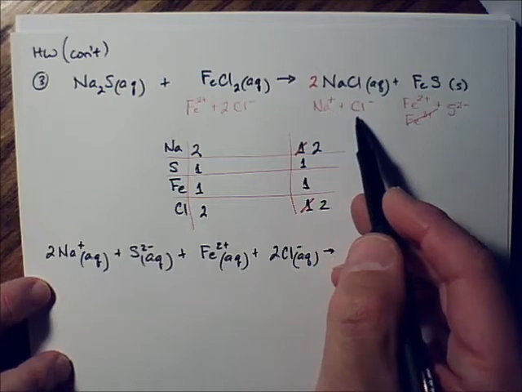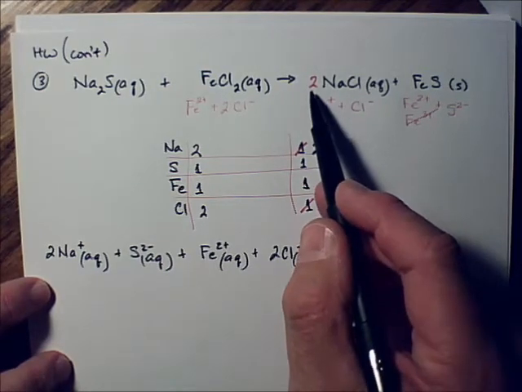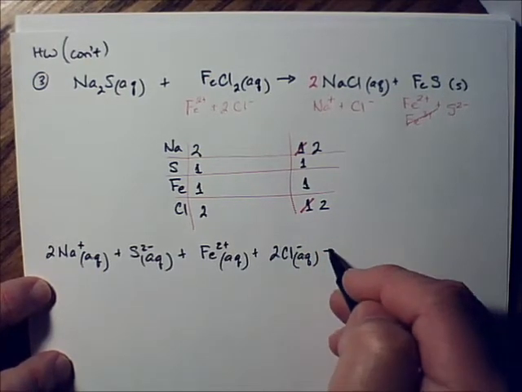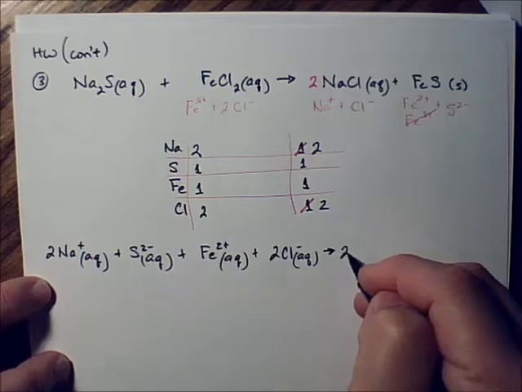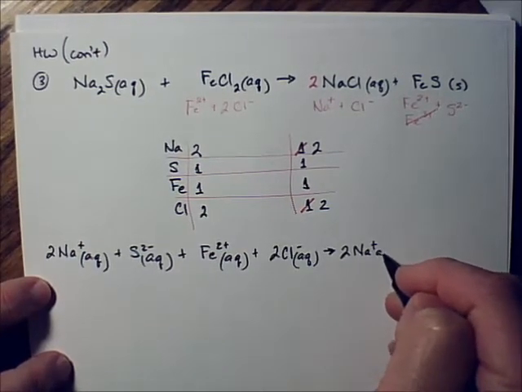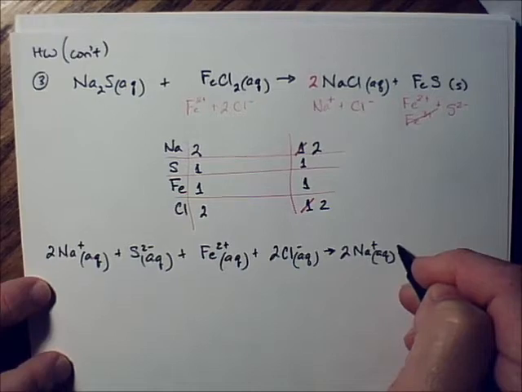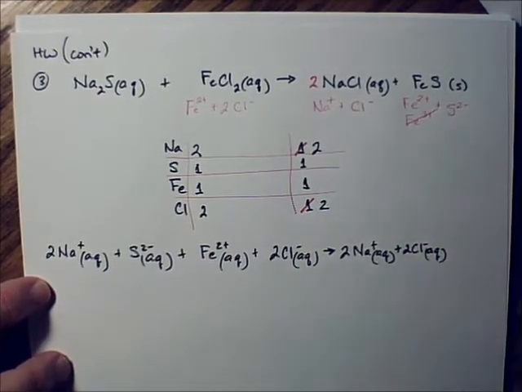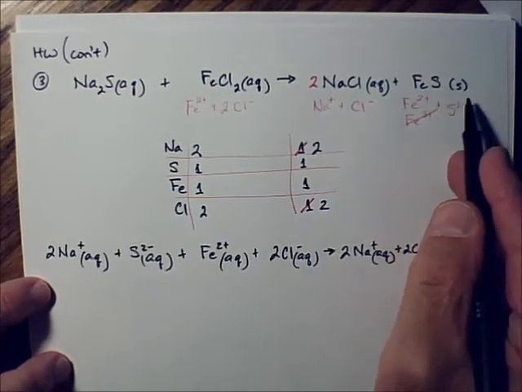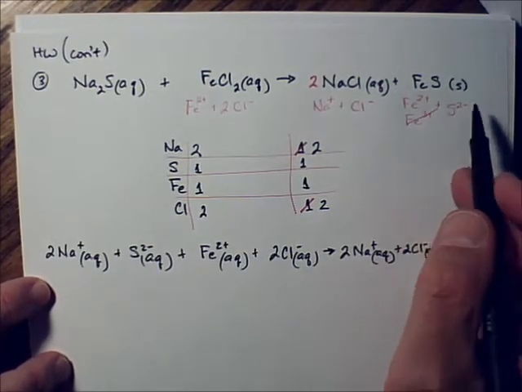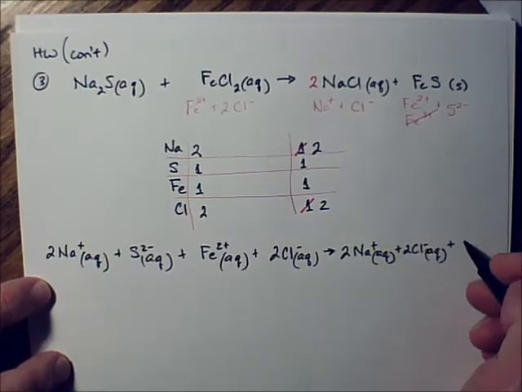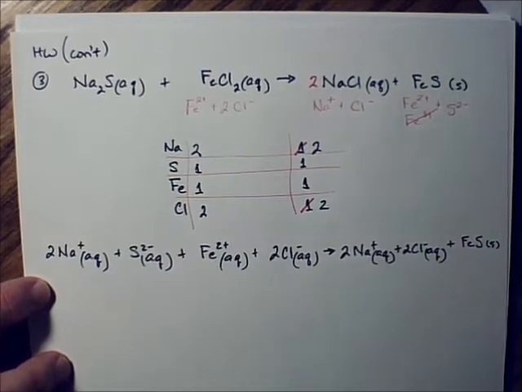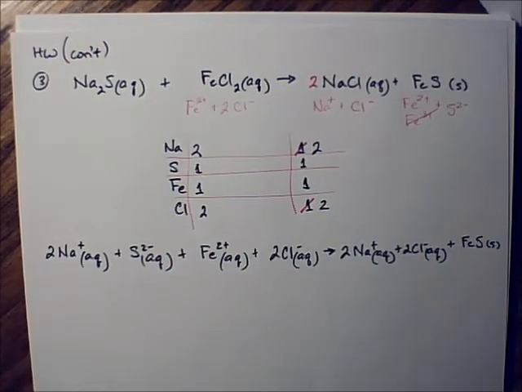On the other side over here, I had 1 sodium and 1 chlorine in the formula, but when I put a 2 outside, that's 2 of the whole thing. So it gives me 2 sodiums and 2 chlorines down here. And the iron 2 sulfide doesn't break up. It's ionic, but it doesn't break up because it's a solid. So we just simply write it the way it appears here. Okay, and that's the complete ionic equation.